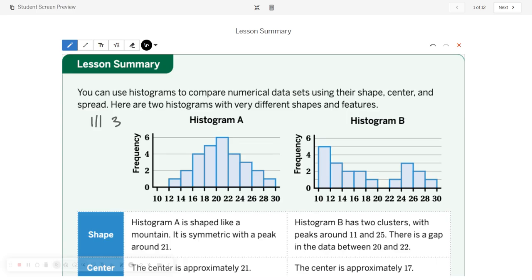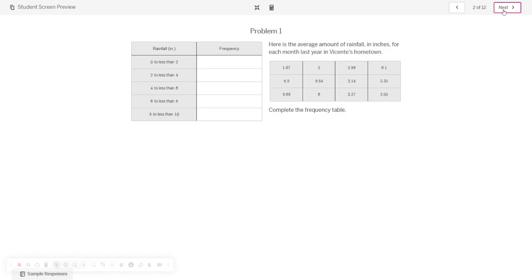Then looking at something like this that's symmetric with the peak in the middle, versus something like this where it's skewed right because all the numbers are on the left, and then there's a break, and then there's another little skew here. Describing something like that, I don't know. Just look at all the possible answers on a multiple choice test and pick the best one. So here we go.